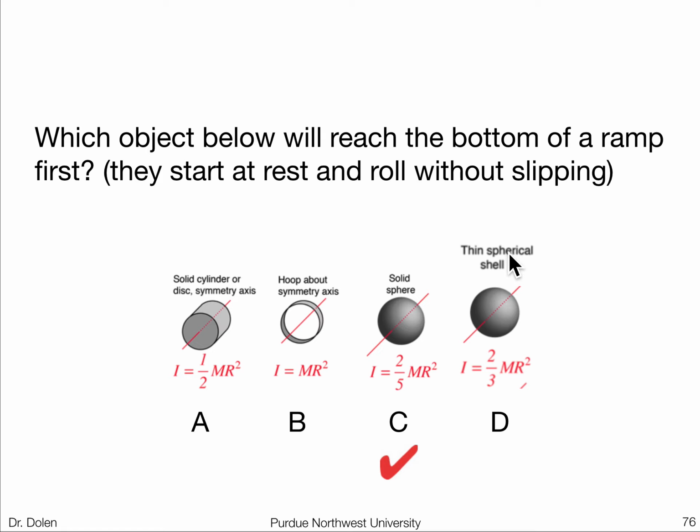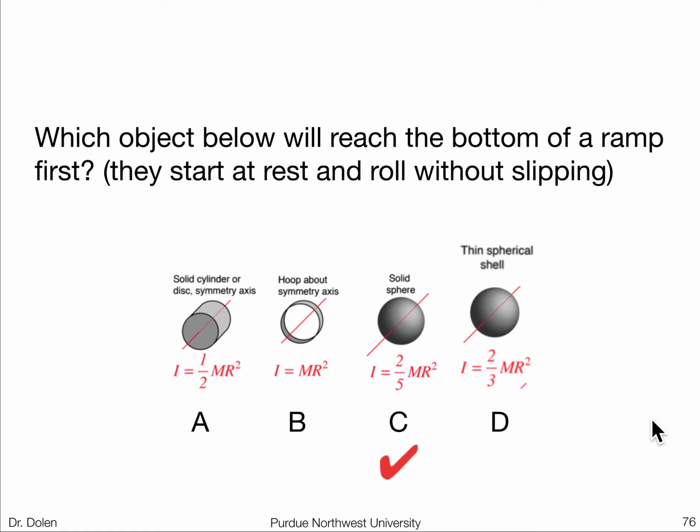The shell has a moment of inertia of 2/3. That's bigger than 1/2, so that came in third. And the hoop came in last. It has the biggest moment of inertia, I equals mr squared, so that lost. So the solid sphere is the easiest to get spinning. It has the smallest moment of inertia, so therefore less energy went into making it rotate, and more energy could go into making it just move down the ramp. So that won the race.